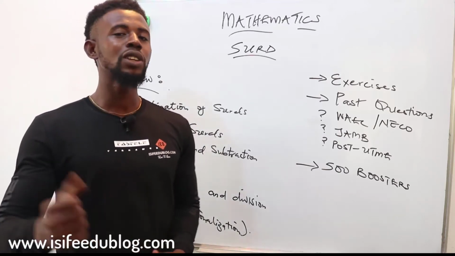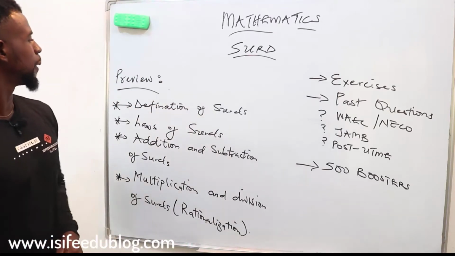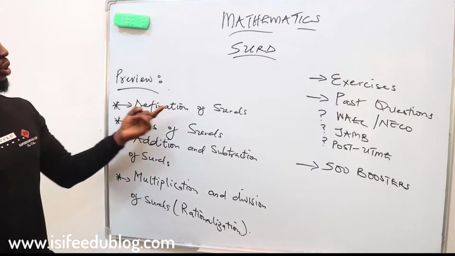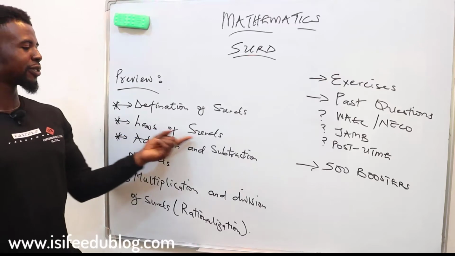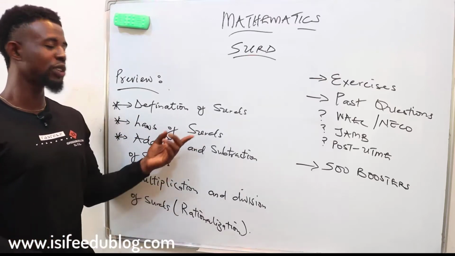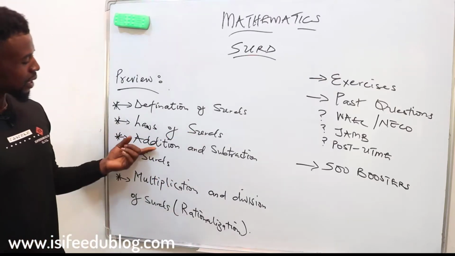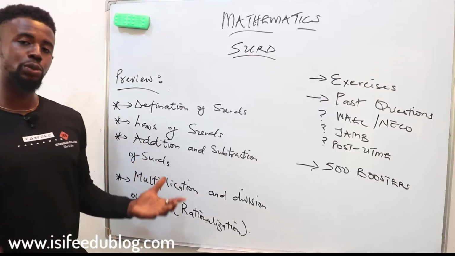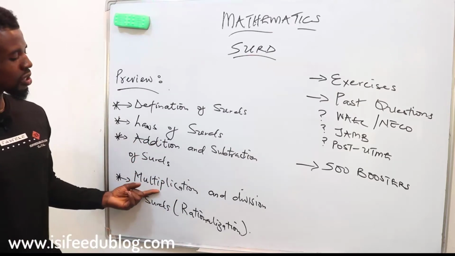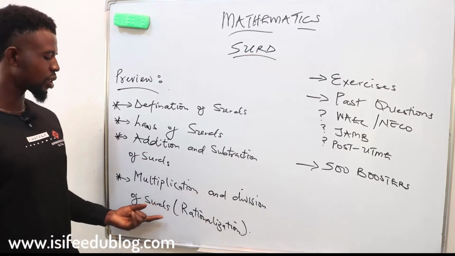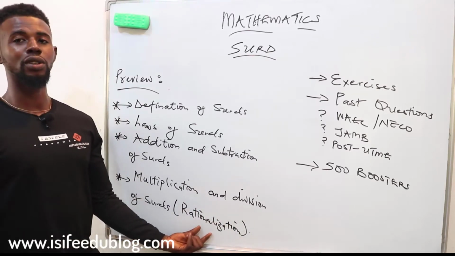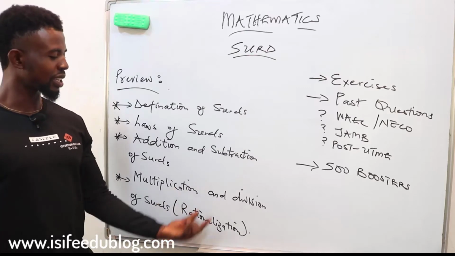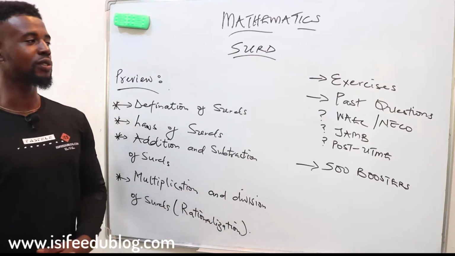Alright, so let's look at what we have in stock for you. We'll be starting with the definition of Surds, after which we'll be looking at the laws of Surds, or basically the laws that guide operations and calculations in Surds. After which we'll be looking at the addition and subtraction of Surds, then the multiplication and division of Surds. Basically, division is rationalization of Surds, okay? But when we start, you'll understand what I mean by division and rationalization of Surds.